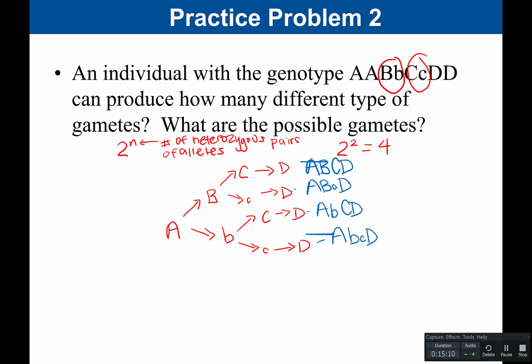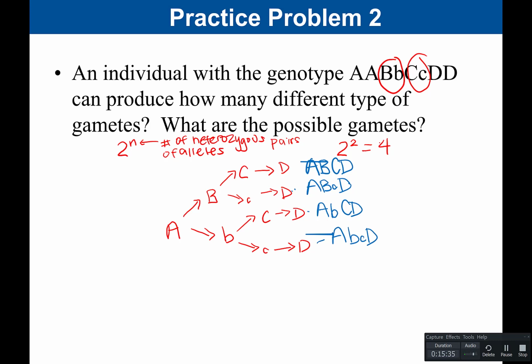And so notice when I wrote them out, there were 4 different possible gametes, which matched my equation that I used at the top. So if you just need to know the number of different gametes, you can use the equation 2 to the n power, where n is the number of heterozygous pairs of alleles. So there were 2 heterozygous pairs, so it was 2 to the second power, which is 4.